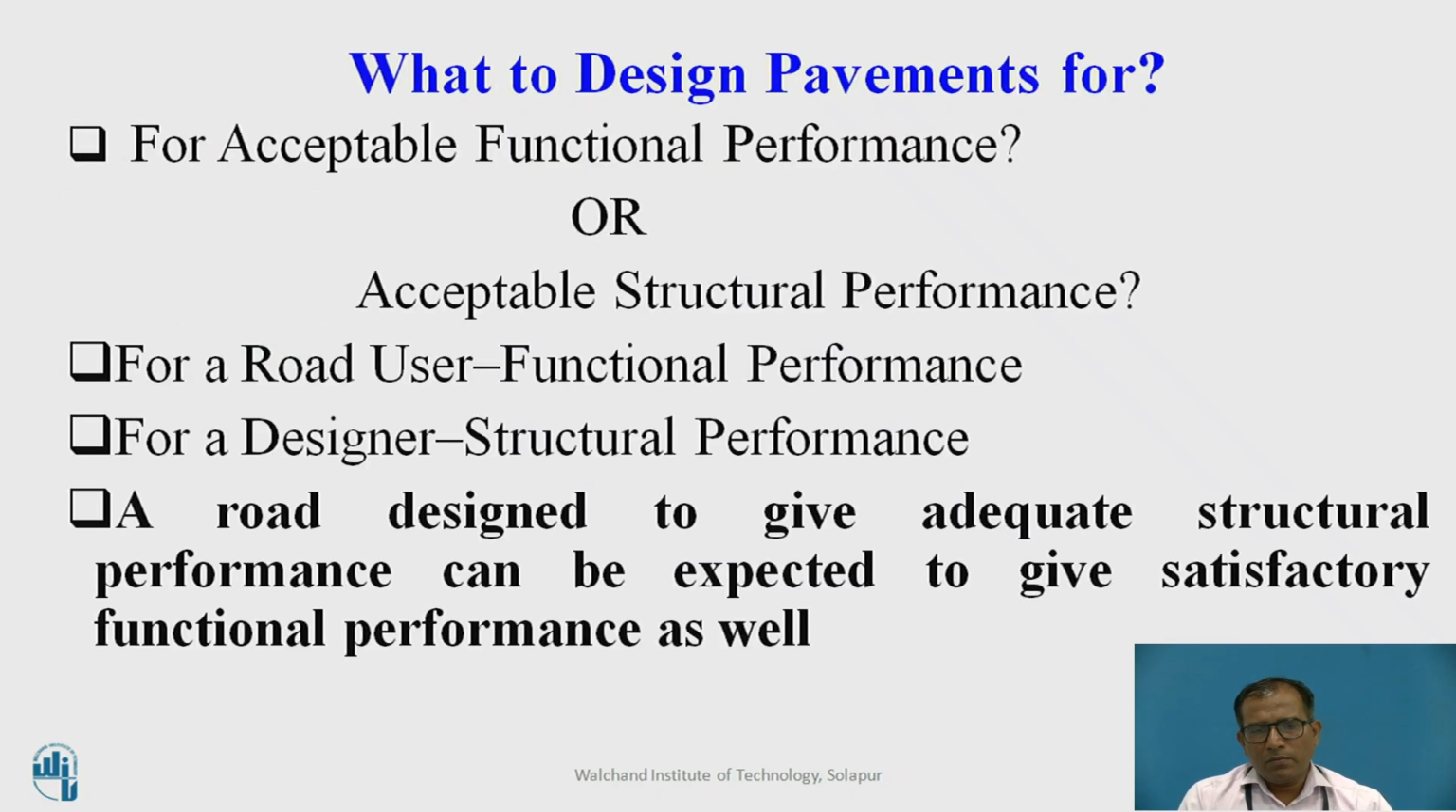So for what performance do we have to design the flexible pavement? Should we go for functional performance, considering the riding quality, or structural performance in terms of strains or deflections? For the road user, we expect functional performance. For the designer, we expect structural performance. But the pavement design which you try to do should serve both. Adequate structural performance can be expected to give satisfactory functional performance as well. So not only the structural or functional, we have to take both criteria into consideration when designing the flexible pavement.